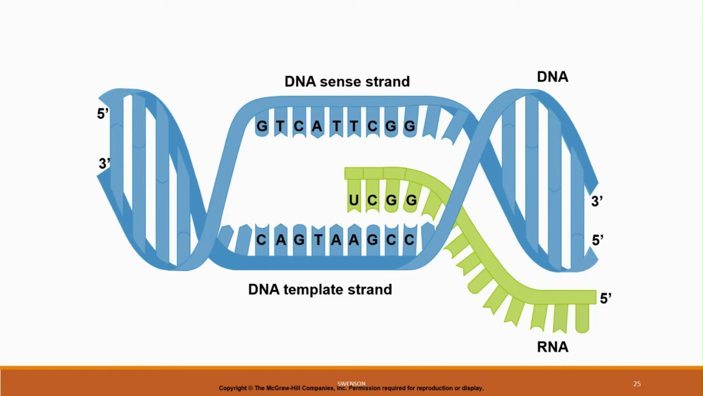If you guessed uracil, you were correct. There are no thymines in RNA. Instead, RNA uses uracil, and uracil will always base pair with adenine.